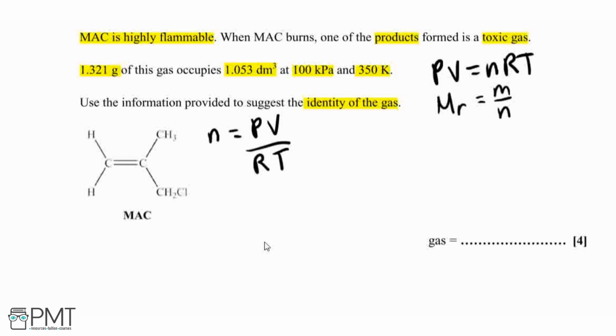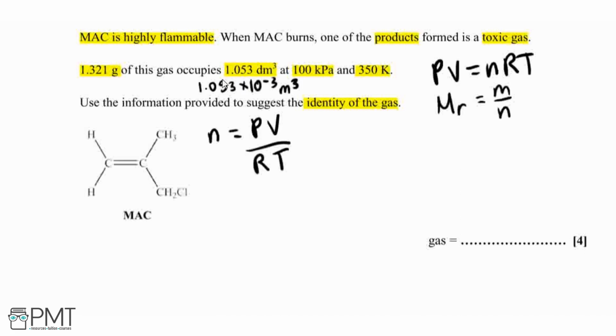Now the key thing with our ideal gas equation is to make sure that we're using our standard index units. So this is going to be pressure in pascals, temperature in Kelvin overall, and volume in meters cubed. So we need to make sure that we convert some of our data here above to the correct units. So 1.053 decimeters cubed, to convert that to meters cubed, we just have to divide it by 1,000 overall. So we will have 1.053 times 10 to the minus 3 meters cubed.